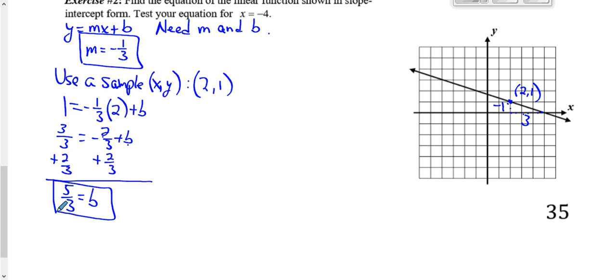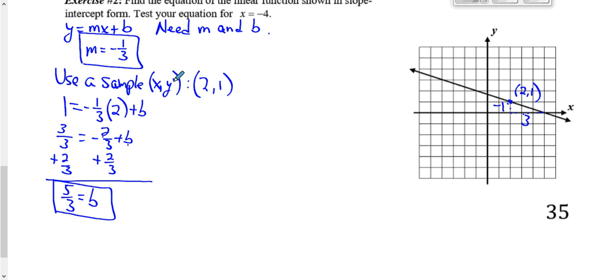So, to summarize. Y equals mx plus b. What two things do you need? M and b. The m was pretty easy to get in this case, wasn't it? Just go to the graph, count rise and run. The b, what did we do? Took a sample point, x comma y, plugged that into y equals mx plus b with the m, and then just solved it for b. Hopefully there won't be too many with fractions that need a common denominator.